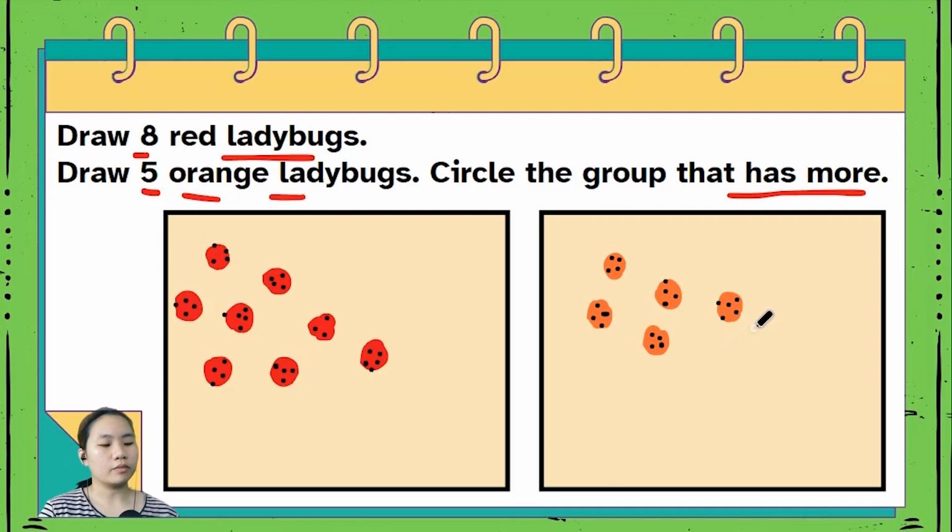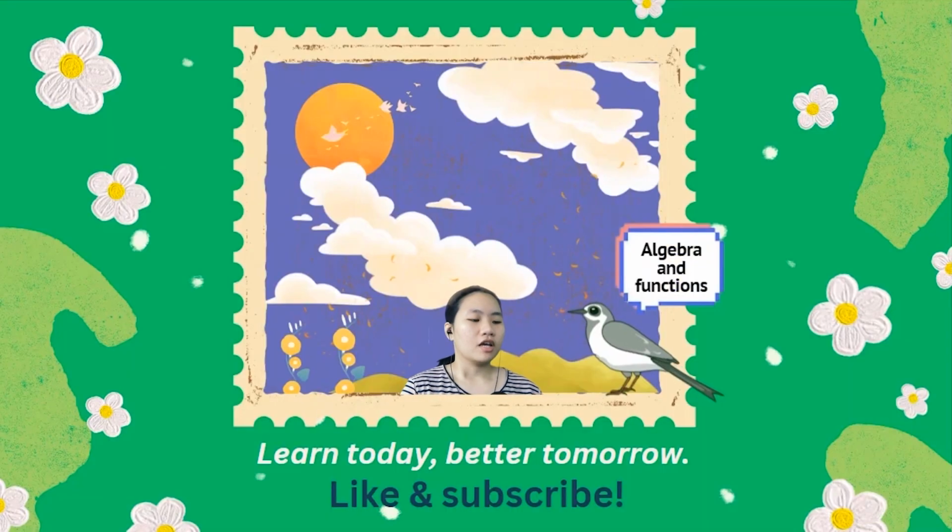All right, now you tell me which side has more ladybugs. It is the 8 red ones. Good job. So that is the end of our lesson for today. I'm very happy that you made it till the end. And for our next topic, we'll be learning about algebra and functions.